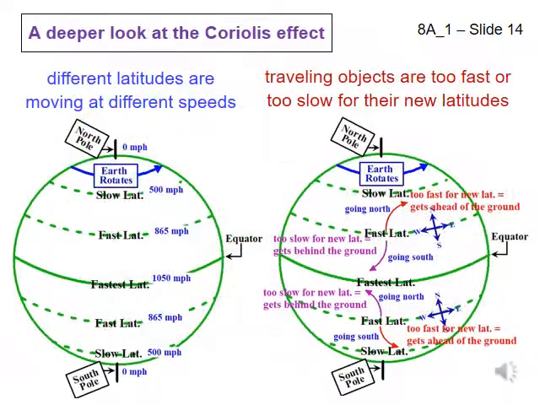Slide 14. A deeper look at the Coriolis effect. This last section in the unit contains more detailed information about the causes of the Coriolis effect. You will not be tested on the material that follows. The more accurate explanation for the Coriolis effect requires you to note that objects at different latitudes on the Earth are moving at different speeds.